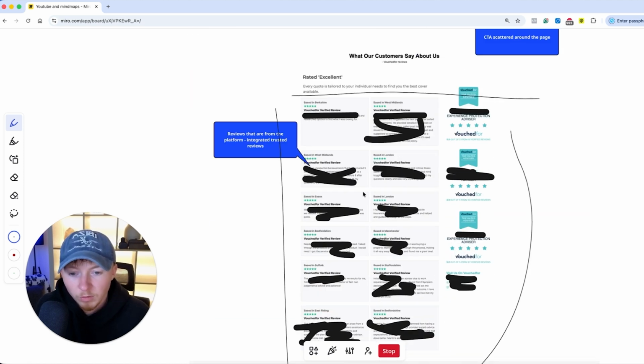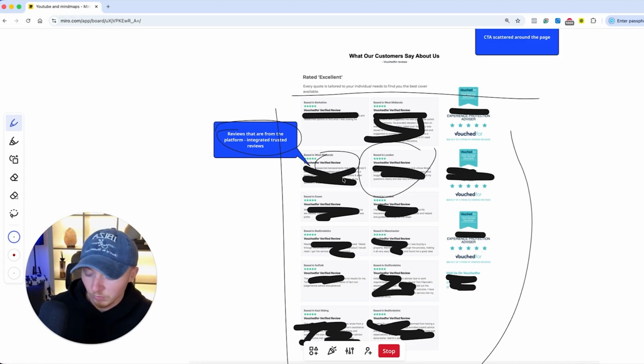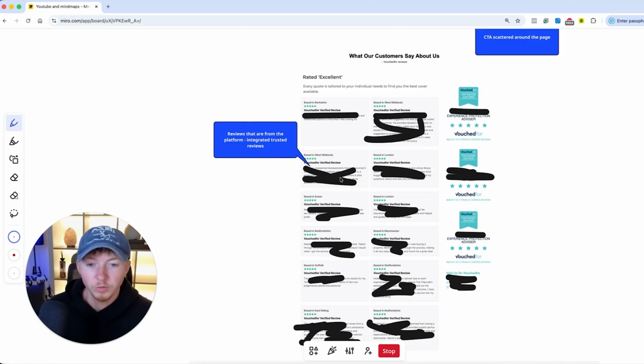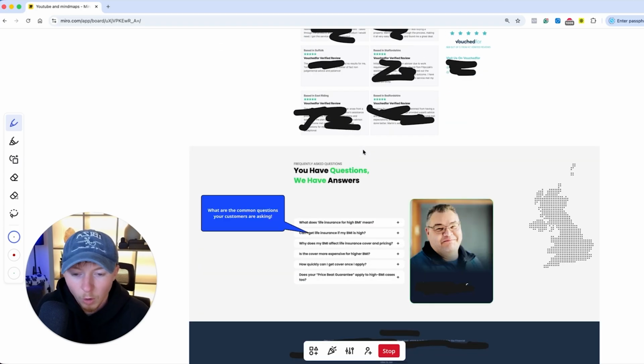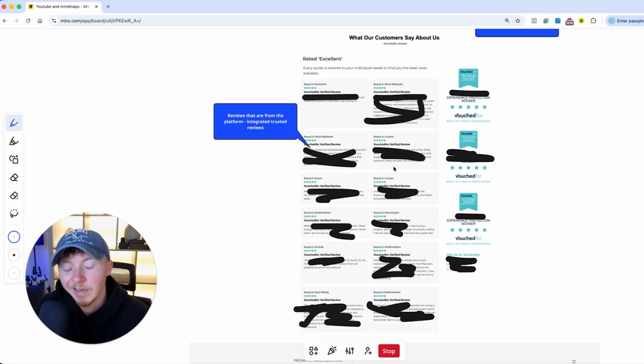Very simple, add the reviews. People want to see that you're a legitimate business. One of the biggest things that we do is make sure that the reviews are from the platform. So if it's Google, make sure the reviews look like they're from Google. If it's Trustpilot, make sure they look like they're from Trustpilot. In this case, it's VouchedFor, making sure that these reviews look like they're from that platform. Super simple, but they go a long way, because if they don't look native to the platform, people will think that they're not real, and effectively they're false.